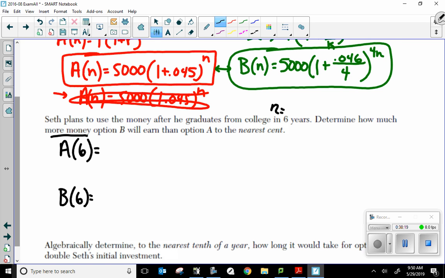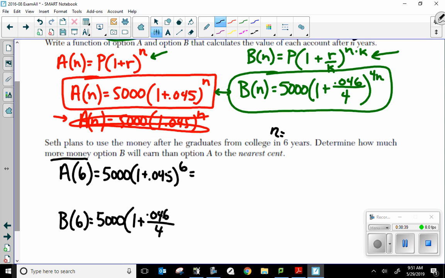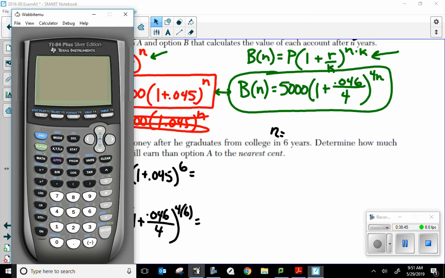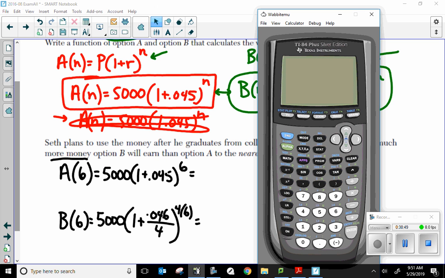All right, so I'm going to take 5,000 and multiply it by 1 plus 0.045 raised to the 6th. That's going to give me A. For B, I'm going to take my 5,000 times 1 plus 0.046 over 4 to the 4 times my n, which is 6. I'm going to get 2 values there, and I'm going to do them both in the calculator. Why would I try and do them any other way? Sillies. Turn on.